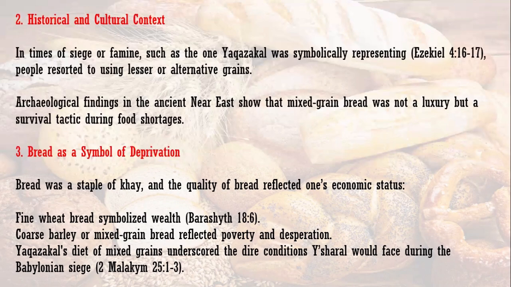So, coarse barley or mixed grain bread reflects poverty and desperation. The Yechezqel diet of mixed grain underscored the dire condition Israel would face during the Babylonian siege, which was read earlier from 2 Melakhim 25, verse 1 to 3.